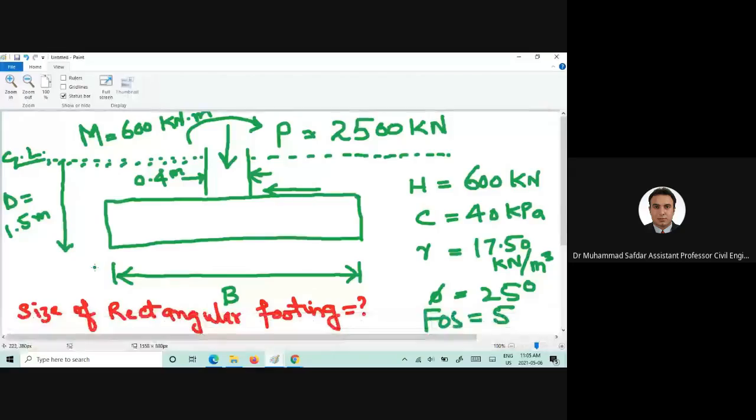So starting with our today's lecture, we are given a design problem which says that we are given a rectangular footing having width B and length L.